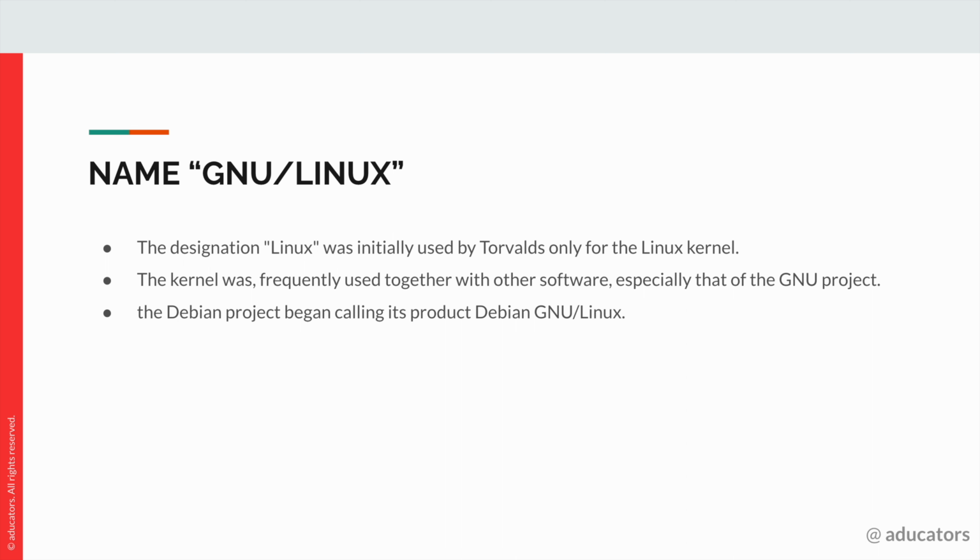The name GNU/Linux. The designation Linux was initially used by Torvalds only for the Linux kernel. The kernel was frequently used together with other software, especially that of the GNU project. The Debian project began calling its product Debian GNU/Linux.